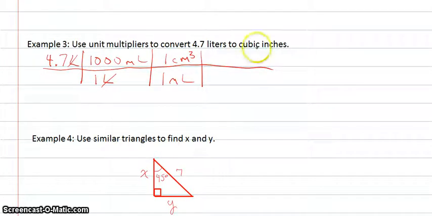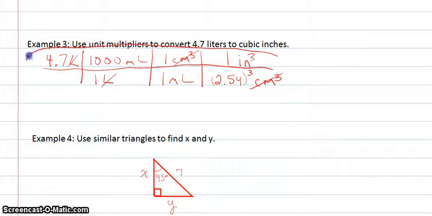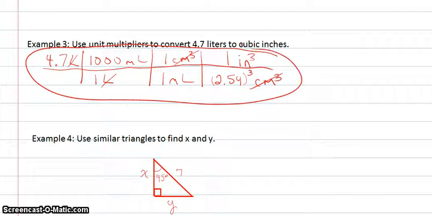Now I can go to my inches. There are 2.54 cubed centimeters cubed in 1 inch cubed. So now it's in cubic inches, and again, just leave it like that. That's perfectly fine. I would rather see this than just a number on your paper when I'm grading.